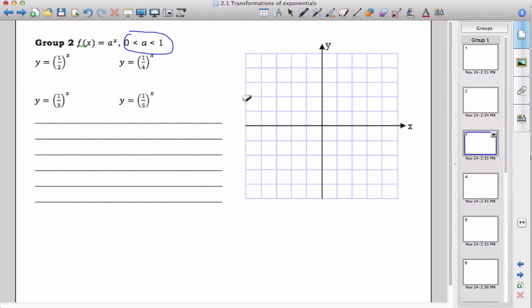So let's graph the first one: y equals a half to the power of x. Again, we have the same y-intercept, because even a half to the power of 0 is equal to 1. Then a half to the power of 1 gives a half, then a quarter, an eighth, a 16th, and so on. And to the left, at negative 1, you get 2, and then 4, so my curve is going to look like that. That's y equals a half to the power of x.